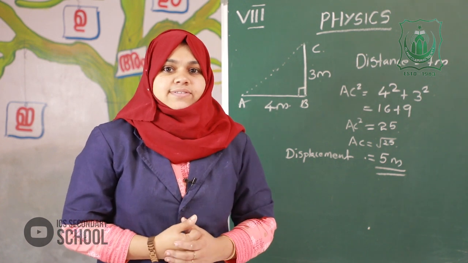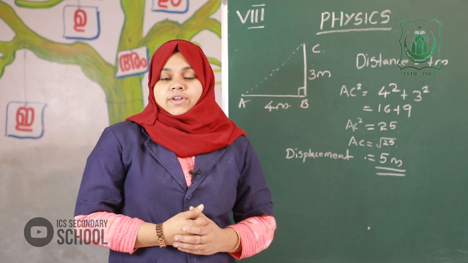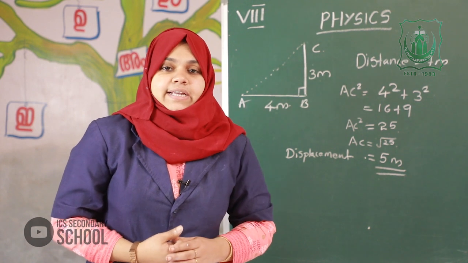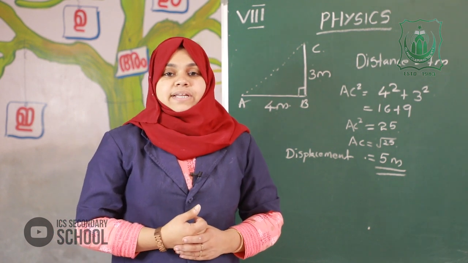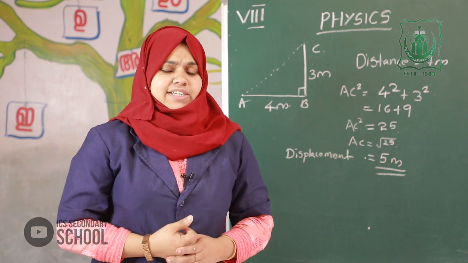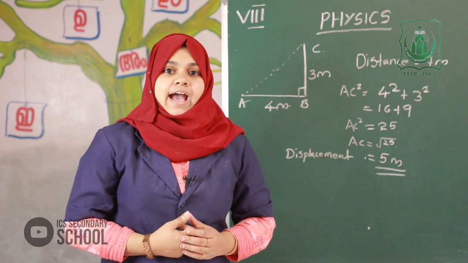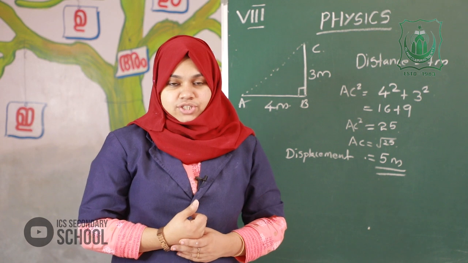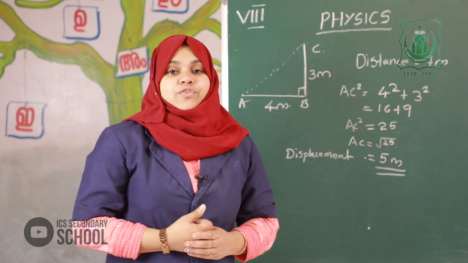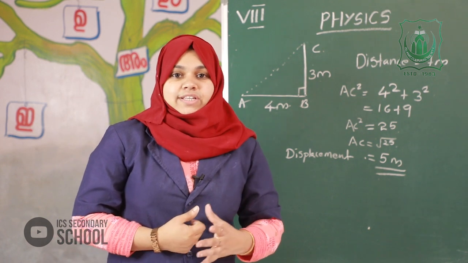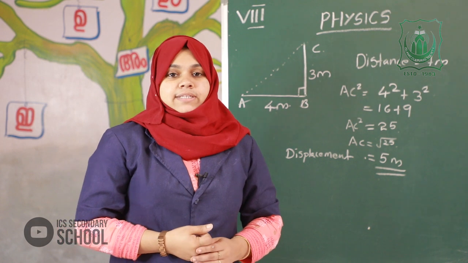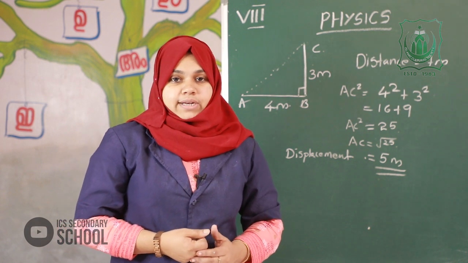Distance is a scalar quantity. And what is displacement? Displacement is a vector quantity. Vector quantity means it has both magnitude and direction, so it is known as a vector quantity. So which one is a vector quantity? Displacement is the vector quantity.